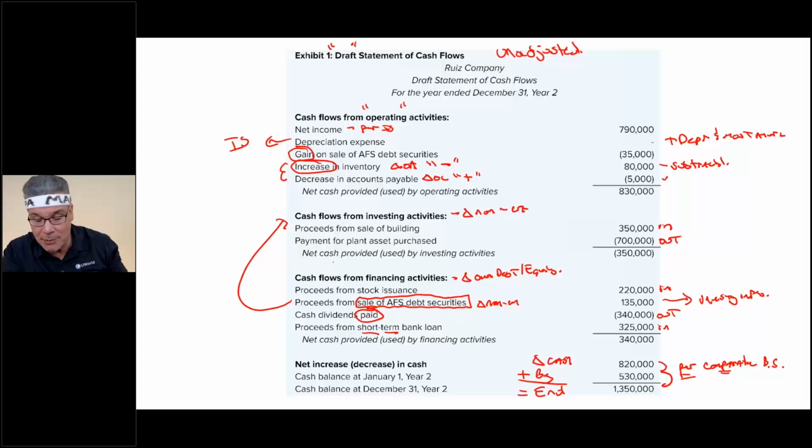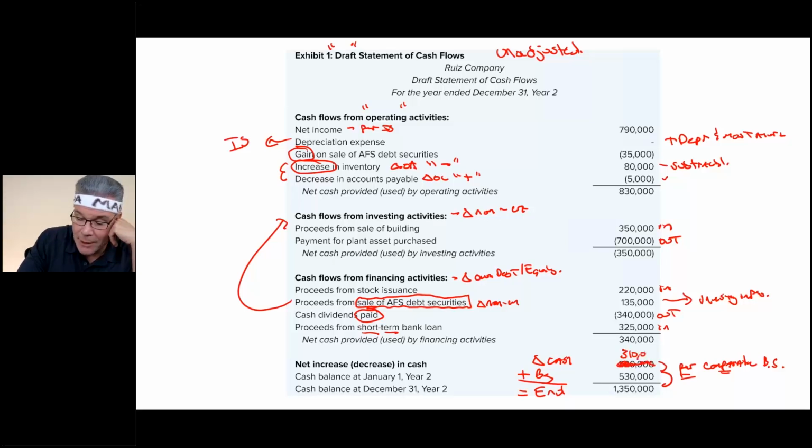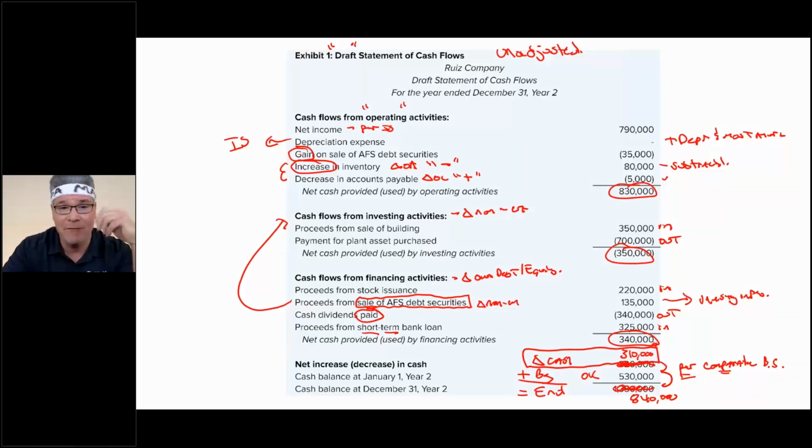So the beginning cash should be 530, okay? What is going on here? This is all screwed up. The change in cash should be 310. That's screwed up because these numbers are probably screwed up, but my change in cash better be 310. My beginning cash is okay. My ending cash needs to be 840. So obviously we've got to fix things by fixing the change in cash. So there's your check figure.